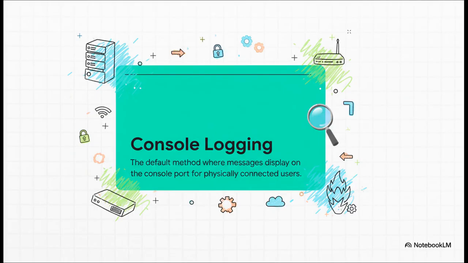So right out of the box, a device like a Cisco router will just spit all its logs out to the console port. It's the most basic method there is. The big catch, though, you literally have to be in the server room, physically plugged into that device with a console cable, to see anything. Not super practical, is it?